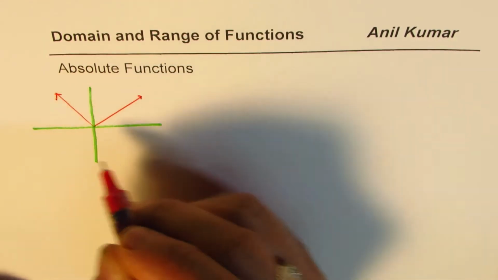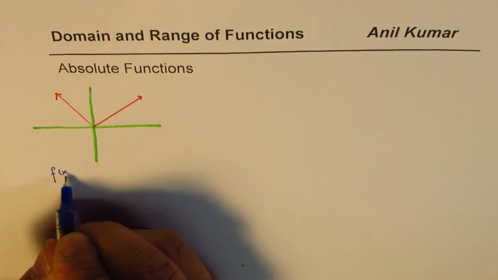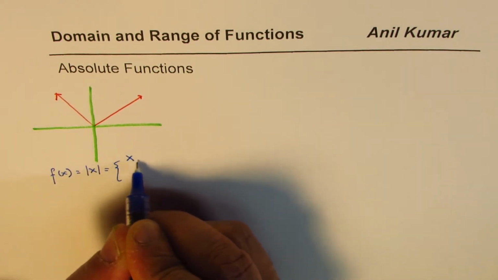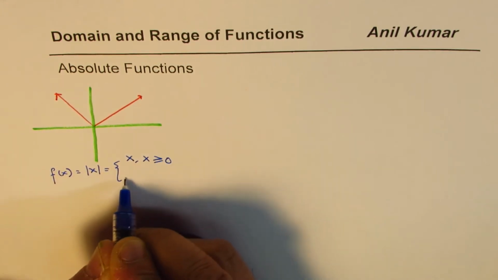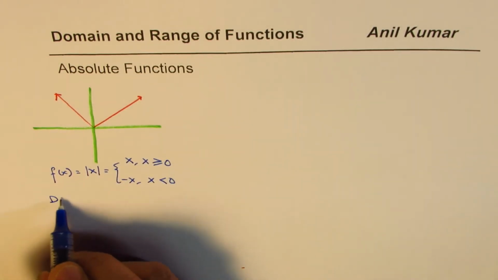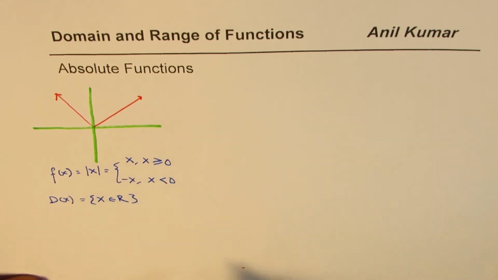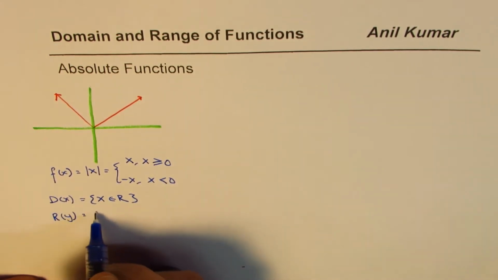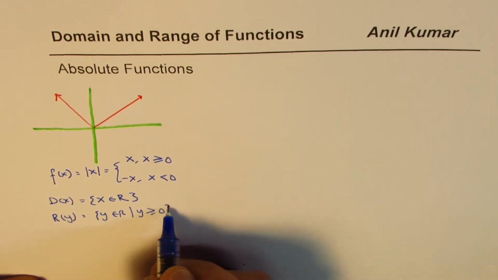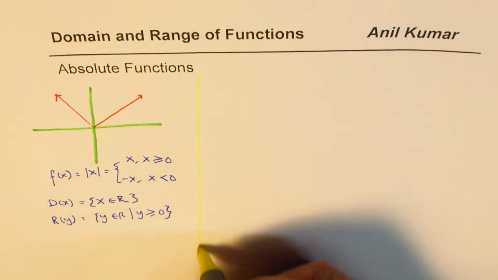It is always positive, and we could define it as f of x equals absolute value of x, which is indeed equal to x for x greater than or equal to 0 and minus x when x is less than or equal to 0. As you can see, the domain of this function is x belongs to real numbers, and the range is y belongs to real numbers where y is greater than or equal to 0. So that is the domain and range of the parent absolute function.